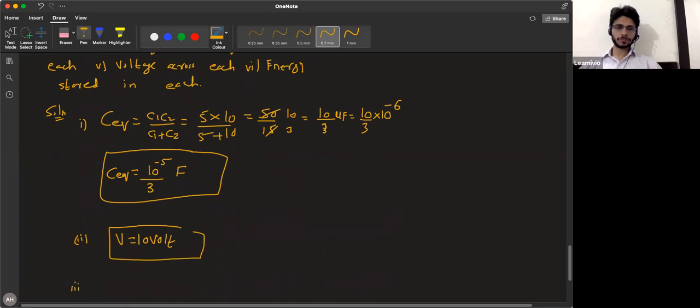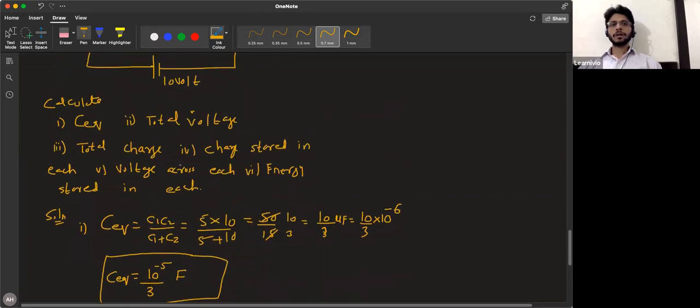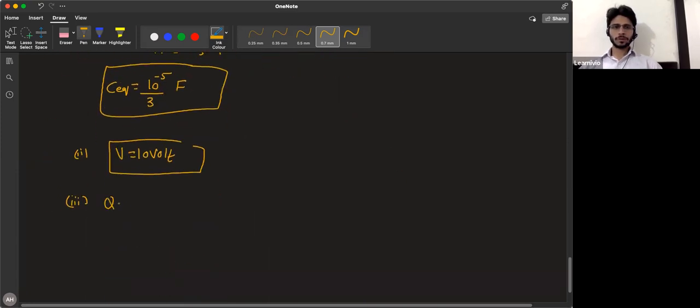Third. Next, you need the total charge stored. What is the relation for calculating total charge? Not Q1 plus Q2, since the charge is the same, but C equivalent into V. C equivalent is 10 raised to the power minus 5 by 3 into 10. So that's 10 raised to the power minus 4 by 3.